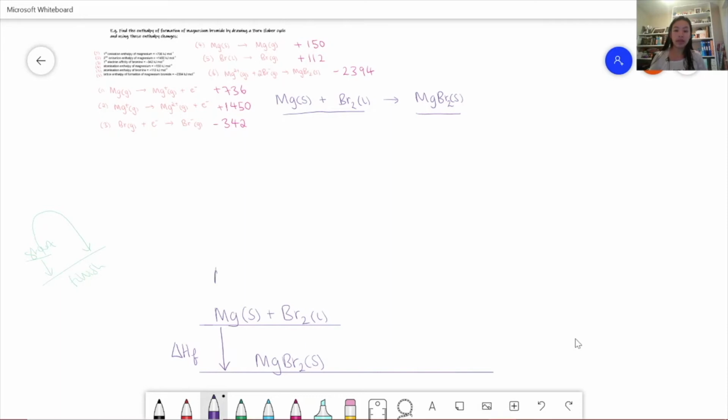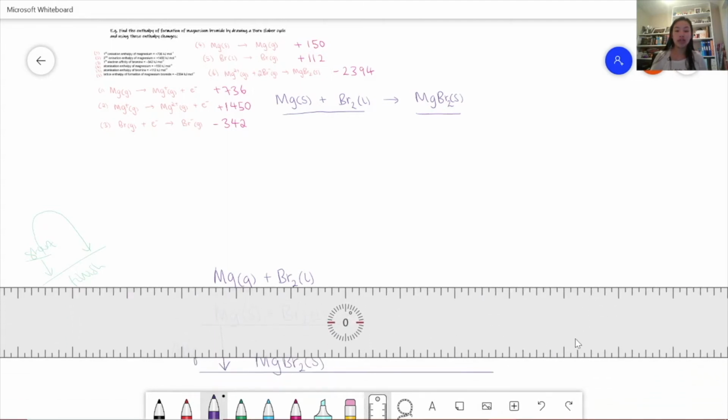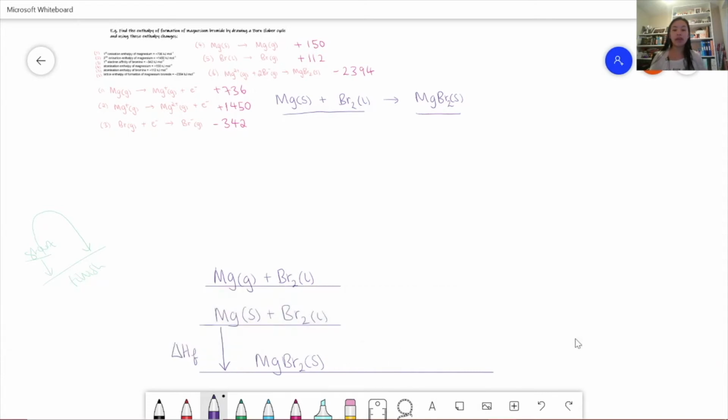So one level above, I'm going to write magnesium gas. And then I'm going to just leave the bromine alone, so it remains the same as it was in the previous level. Then we draw another straight line again to represent the level, and I draw an arrow up. This indicates that it's an endothermic reaction. We know this because this value here is positive.